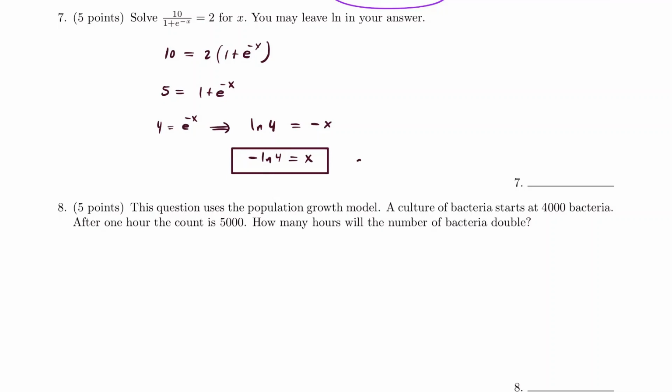Now, if you want, you can also rewrite it this way. So think of it as there's a negative 1 in front of ln of 4. So raise that as an exponent for 4. So you'll have ln of 4 to the negative 1 power, which is the same thing as ln of 1 over 4 is equal to x. You can also write that as an answer, whichever way you prefer. Both of these are equivalent.